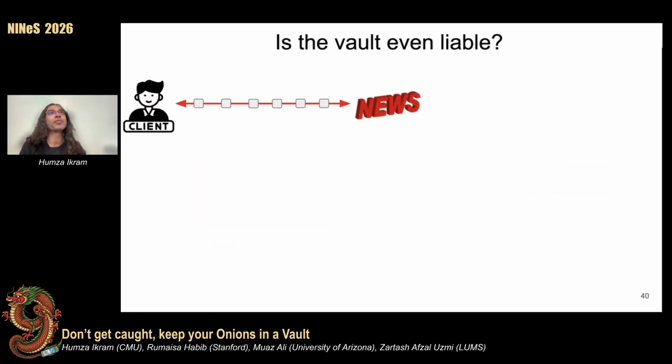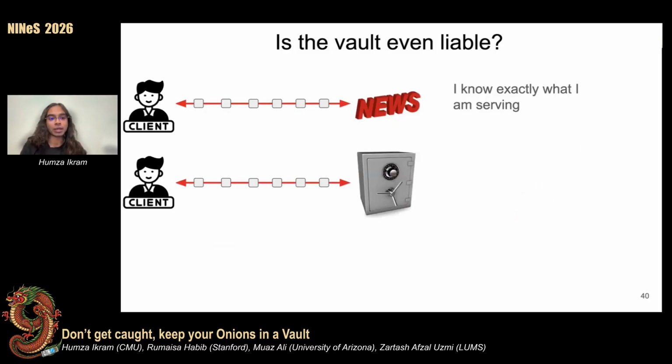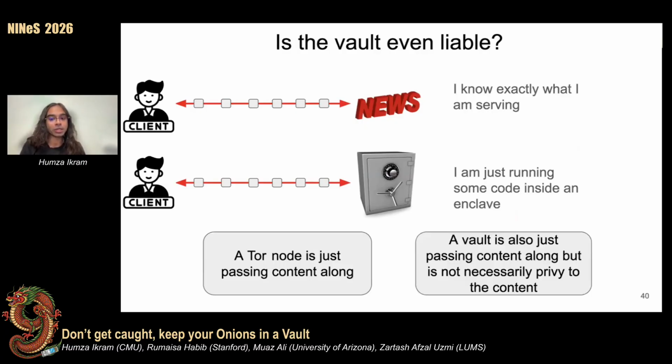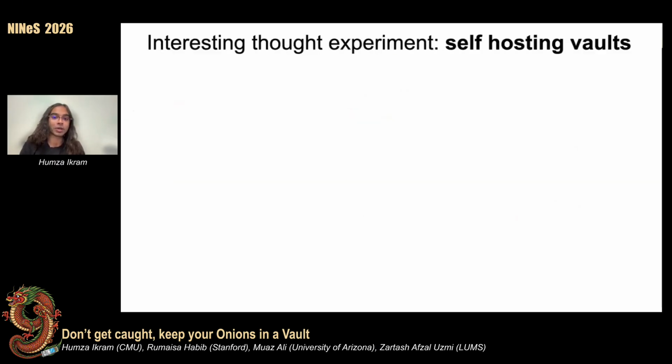And this raises some fun questions like, how liable is the vault for the content they provide? In the current architecture, a content provider knows exactly what they're serving. So if an adversary catches up to them, they don't have much of an excuse. But a vault is just running some code inside an enclave. They would have to launch an attack to figure out what the contents are. Like a Tor node, they're just passing content along for all purposes. So are they that different from a Tor node? They are not privy to the content itself. That's something to think about.